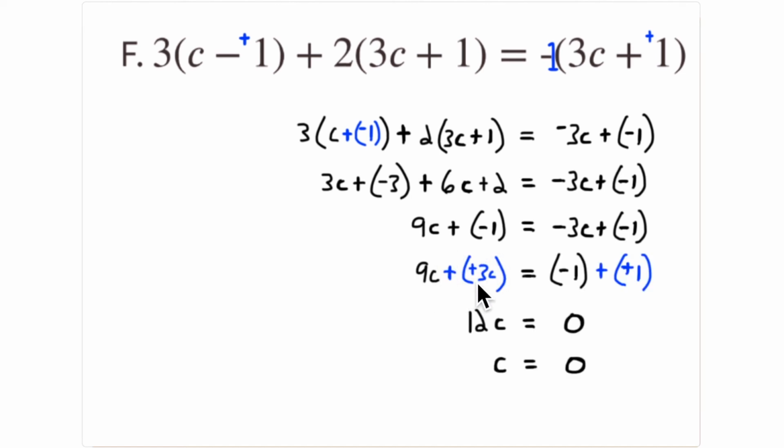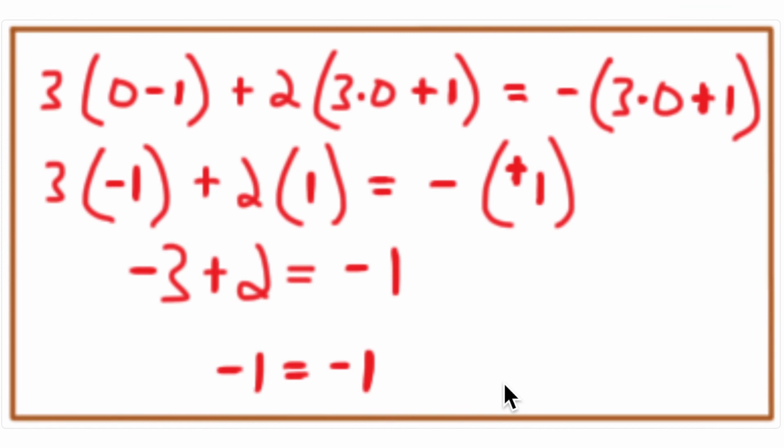So 9c plus a positive 3c. So remove this negative 3c here by adding a positive 3c. Remove this negative 1 here by adding a positive 1. And a negative 1 plus a positive 1 equals 0. So you end up with 12c equals 0. And what does c then have to be? c has to equal 0.